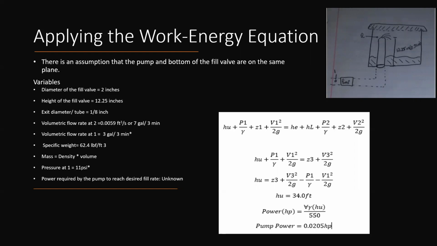Using this and the work energy equation, we can then take out the h_E and h_L as there is no turbine or losses. The horizontal datum is where the pump is, and P2 is a free stream, so that does cancel. And in the end, we get a useful head of 34 feet, and then using the power equation for horsepower, we get 0.0205 horsepower is required, so not much.